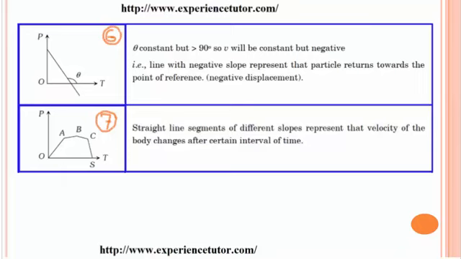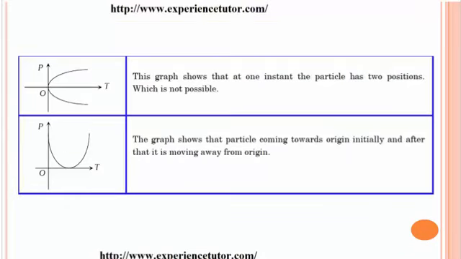In the next scenario, we can see a graph. This graph shows that at one instant the particle has two positions, which is not possible. In the next graph, the graph shows that the particle is coming towards the origin initially, and after that it is moving away from the origin.